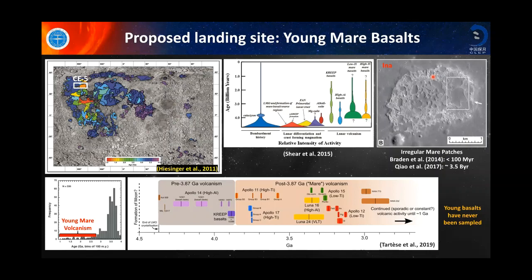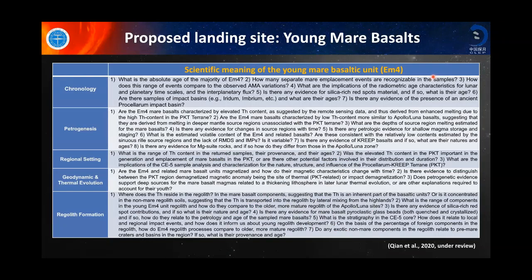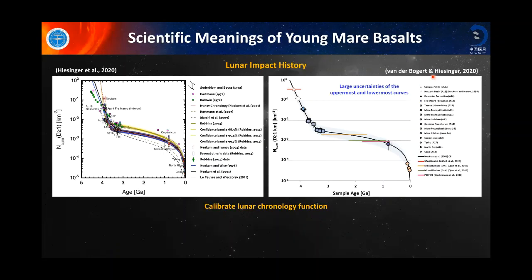Okay, so what can we study if we sample the young Mare basaltic unit? In our recent work, we summarize 27 scientific questions that can be answered by the young Mare basaltic unit if we take them back. And I will highlight 4 of them. The first one, of course, is the lunar chronology function.